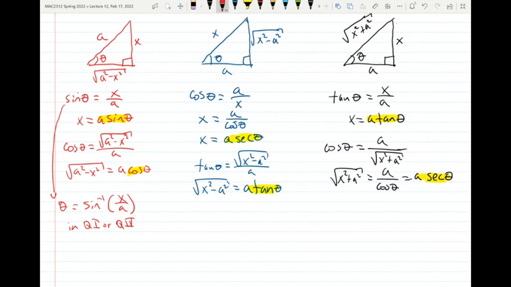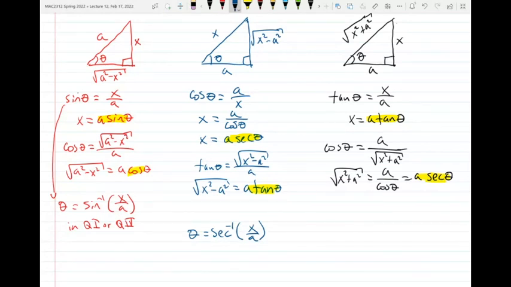Let's take a look at the next one, the blue case. So theta is going to be what? We have the secant is x over a, so that means that theta in the blue case equals the inverse secant of x over a.